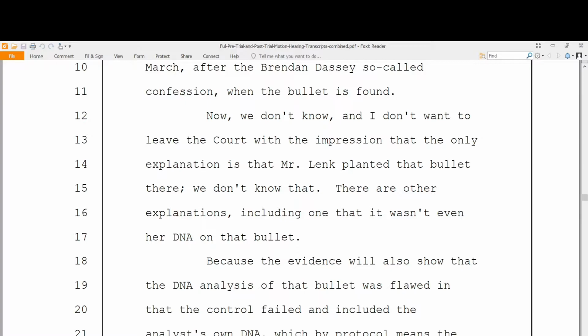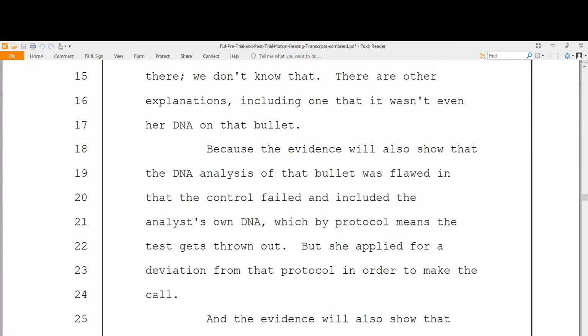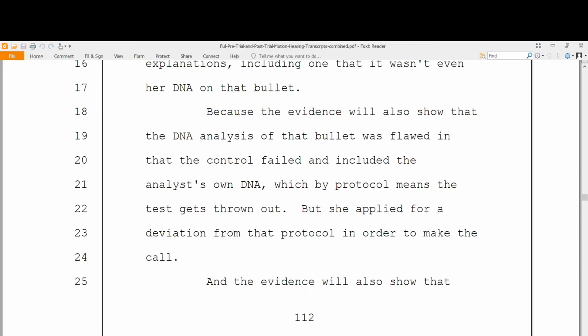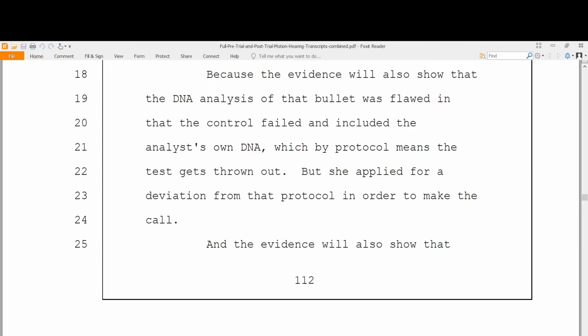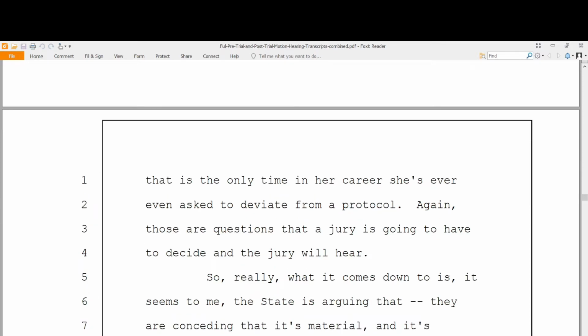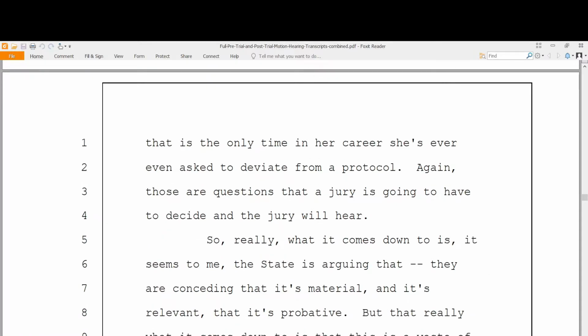We don't know that. There are other explanations, including that it wasn't even her DNA on that bullet, because the evidence will also show that the DNA analysis of that bullet was flawed in that the control failed and included the analyst's own DNA, which by protocol means the test gets thrown out. But she applied for a deviation from that protocol in order to make the call. And the evidence will also show that this is the only time in her career that she's ever even asked to deviate from a protocol. Again, those are questions that a jury is going to have to decide, and the jury will hear.